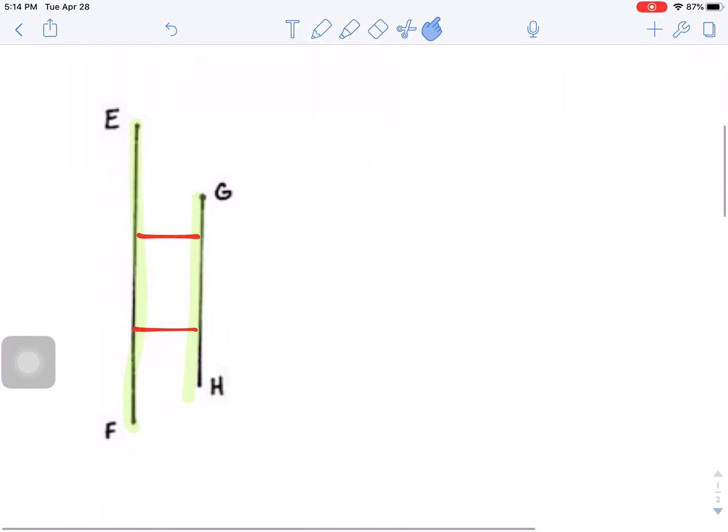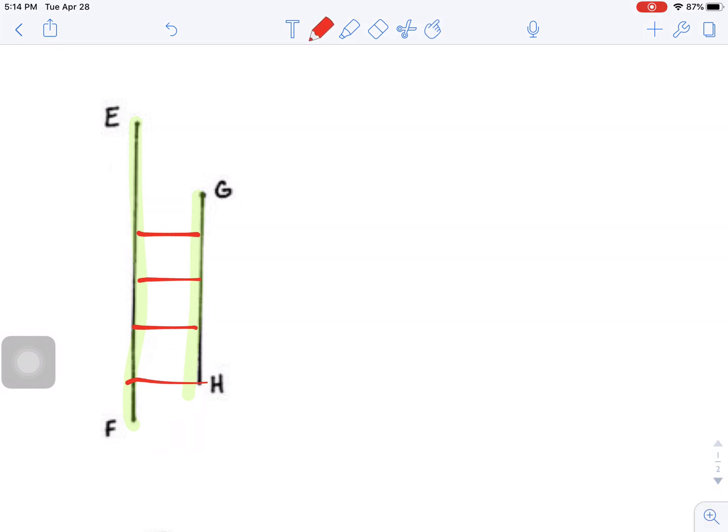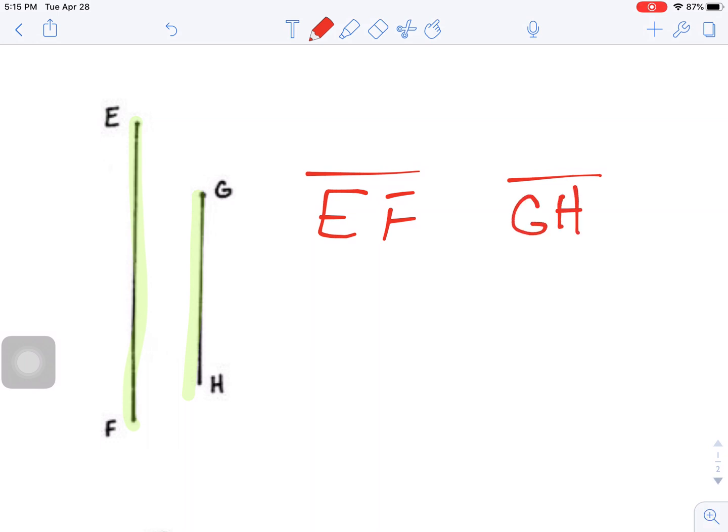But look at these line segments. They're an equal distance apart in all the places. No matter where I draw or where I measure my line, they're an equal distance apart throughout the whole thing. That tells me if I were to extend these lines and have them keep going on and on forever, because that's what lines do, they would never touch. Since line segment EF and line segment GH could go on and on and never touch, we call these parallel. Parallel means that they can go on and on forever and never touch.